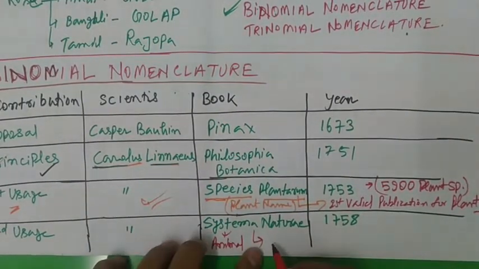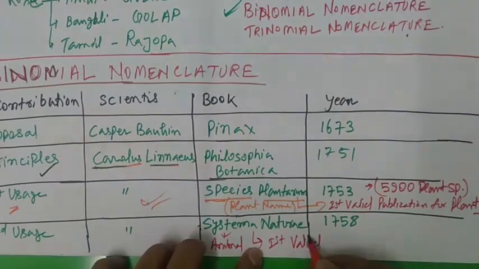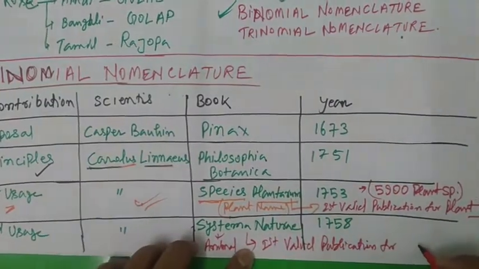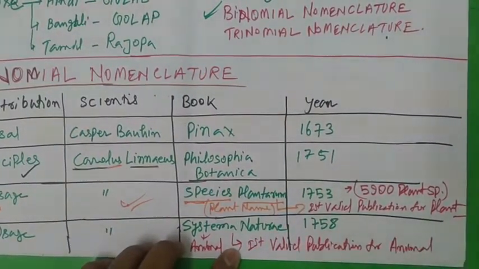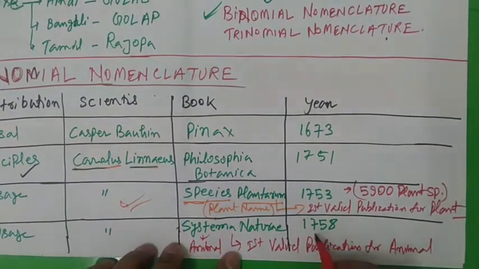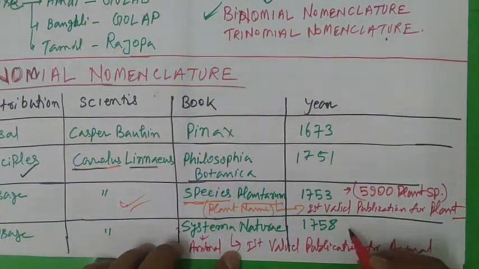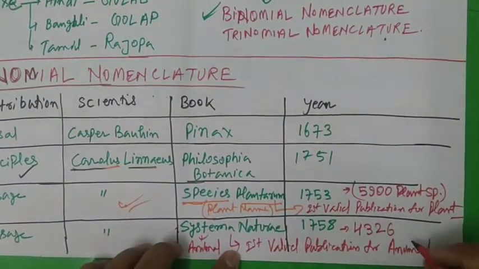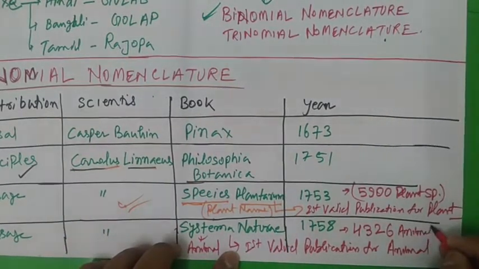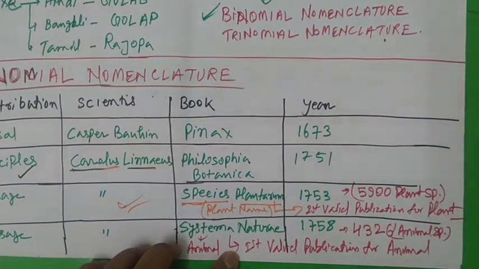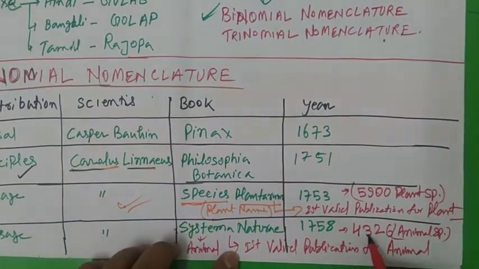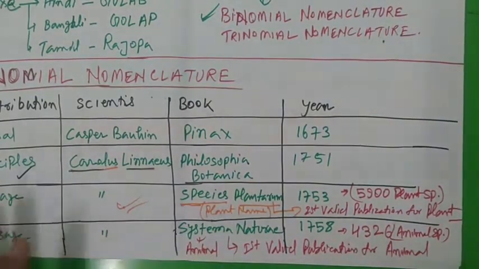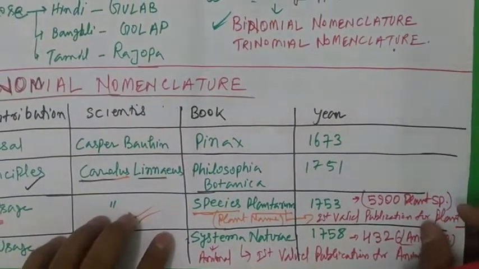And this book is also considered as the first valid publication for the animals, first publication for the animals. And in this book he also mentioned 4,326 animal species. He wrote the names of 4,326 animal species in it. So this is all about the historical aspects of the binomial nomenclatures.